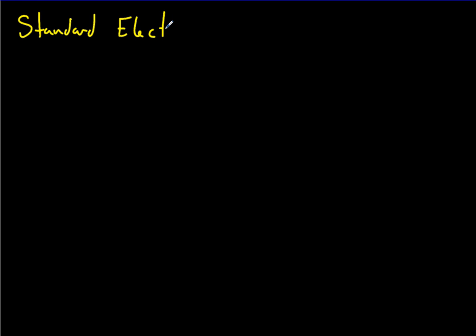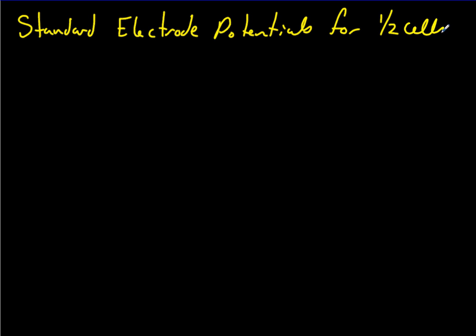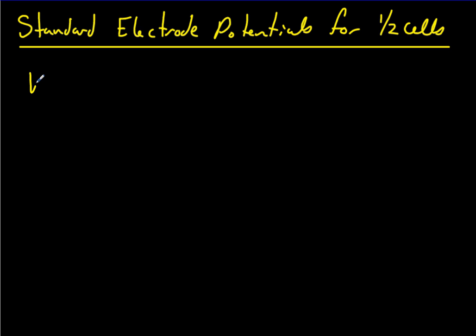Okay, so we want to know, how do we get standard electrode potentials for half cells? Let's start with something we're probably a little familiar with by now, with a copper zinc scenario. Let's look at a voltaic cell to begin with and think about what we would expect to happen in this particular voltaic cell.